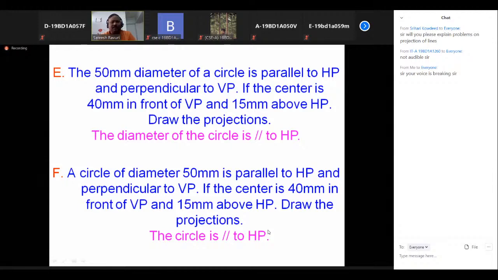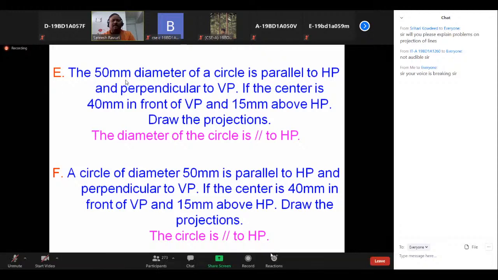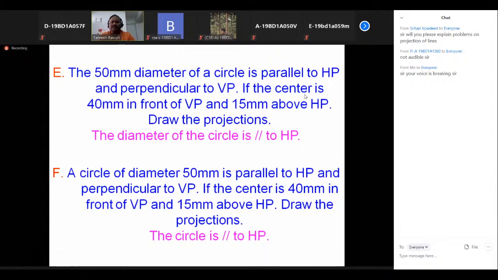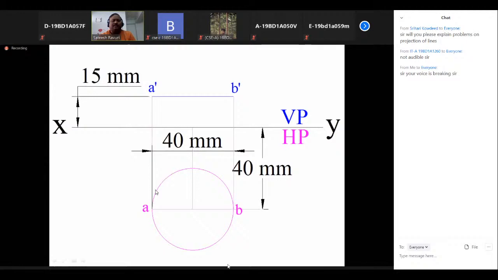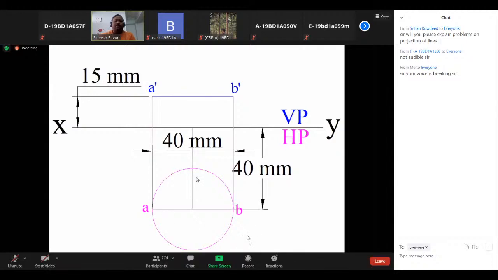So now by reading the first sentence of this problem, a 50 mm diameter circle is parallel to HP and perpendicular to VP. Here we can guess the final shapes that are going to come on HP and VP. Parallel to HP in the sense, true shape will come on HP. Perpendicular to VP in the sense, a straight line will come on VP. So always we have to start with the view where we can get the true shape.